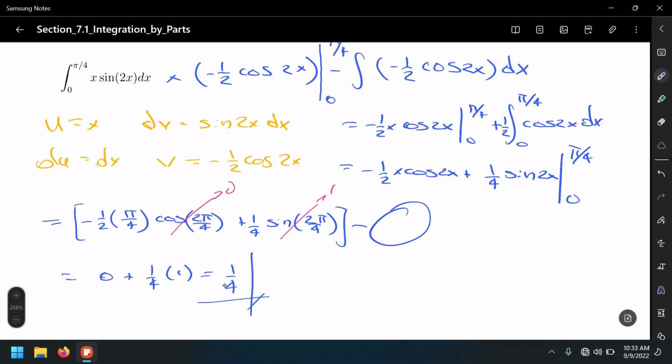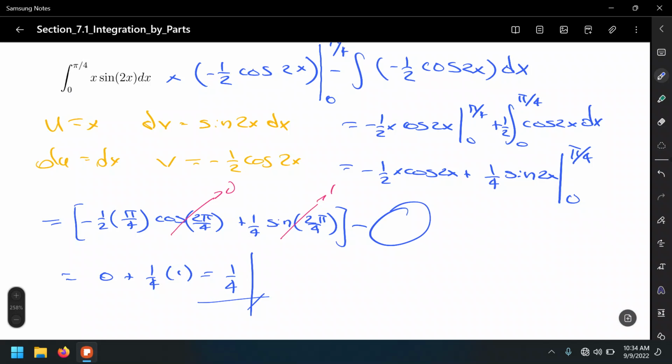Question: what would this result represent? If we were to interpret maybe this result physically, or geometrically. Any ideas? Huh? The area under the curve. The area under the graph y equals x sine 2x within the limit 0 and pi over 4. Alright?